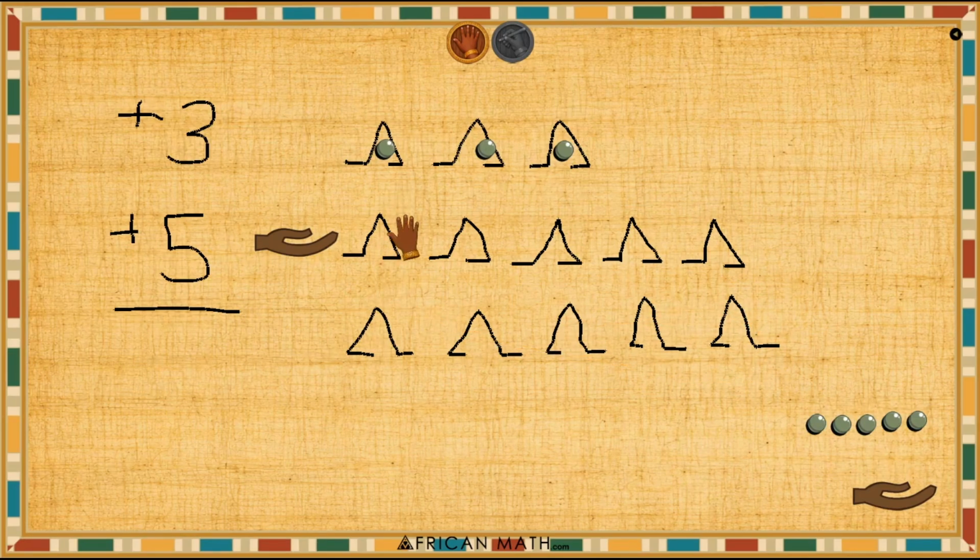So now we have 1, 2, 3, 4, 5 as a group represented by a hand. Okay. So now we have 5. We have 3, 1, 2, 3, put together with 5. Okay. So now there's an easy way to learn how to add and subtract using the ancient African math system that ancient Egyptians used. All you have to do now is place 3 beads inside of your hand.